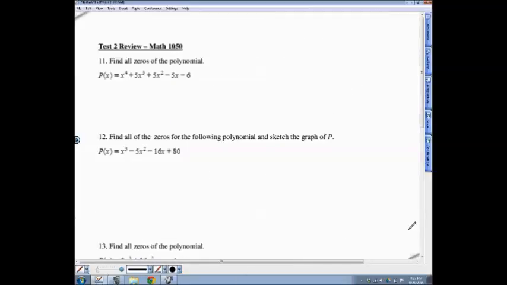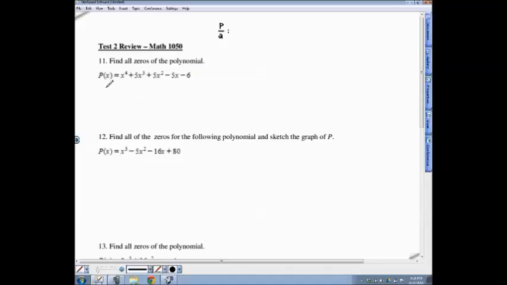Question 11, and the next 7 or 8 questions pretty much are all the same type of thing. Find the zeros. Very important skill coming out of chapter 3 is to be able to find the zeros of the polynomial. It's pretty much the same process over and over again. It's just every polynomial is different and you get different zeros. This is a degree 4 polynomial, which means it's going to have 4 zeros. First step is to list the possible zeros.